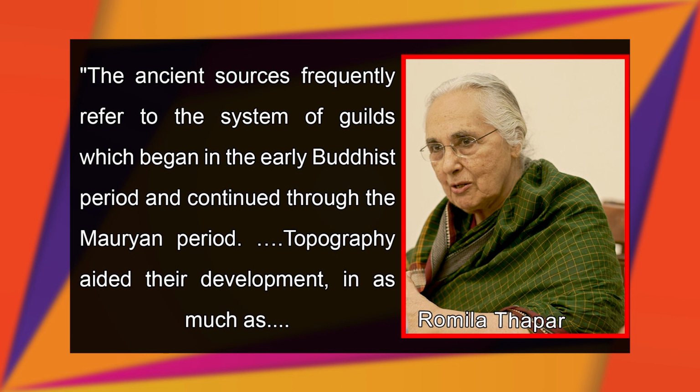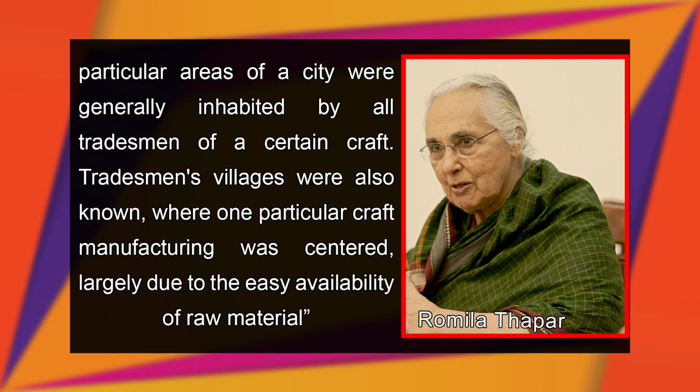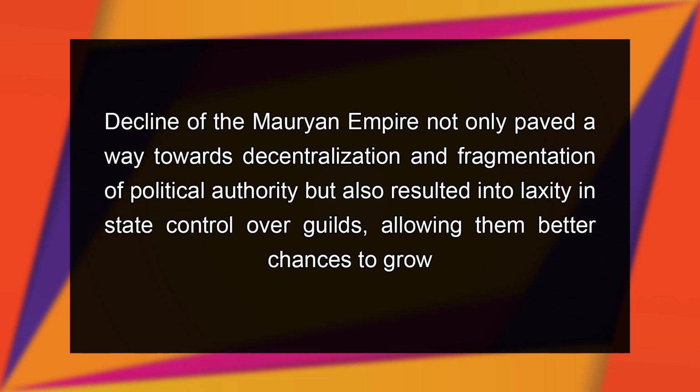Topography aided their development inasmuch as particular areas of a city were generally inhabited by all tradesmen of a certain craft. Tradesmen's villages were also known, where one particular craft manufacturing was centered, largely due to the easy availability of raw material. The next phase in the growth and development of guilds may be taken from 200 BC to 300 AD. The decline of the Mauryan Empire not only paved the way towards decentralization and fragmentation of political authority, but also resulted in laxity in state control over guilds, allowing them a better chance to grow.